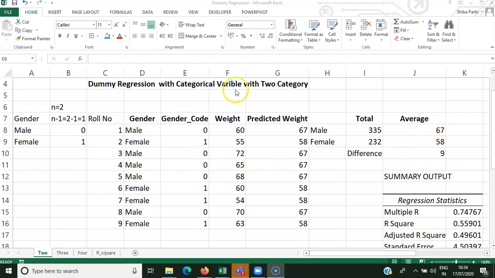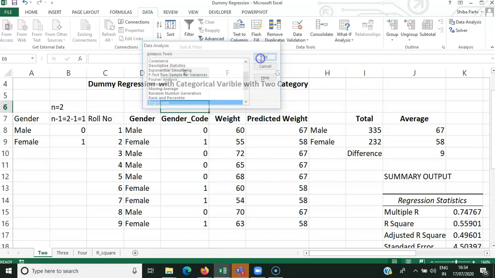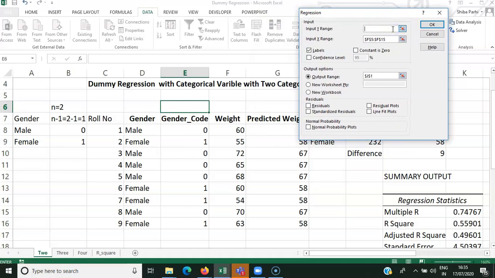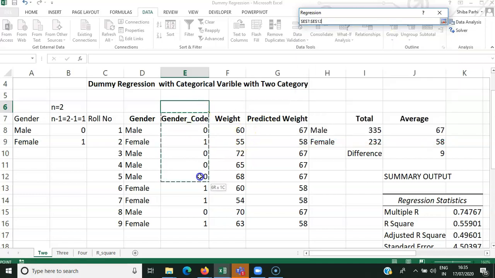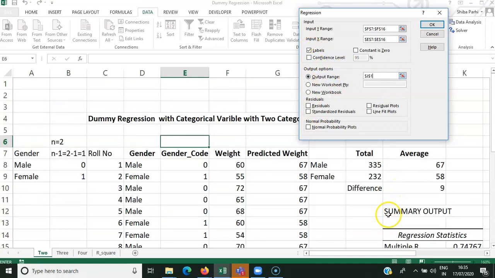So now if I do the regression by taking data analysis, you can take your categorical variable, let me give one example, then you can do it afterward. So you can take weight in the Y range as the dependent variable and the gender code as the independent variable, and you can put a label and output wherever you want to see the output. I have taken the output here.